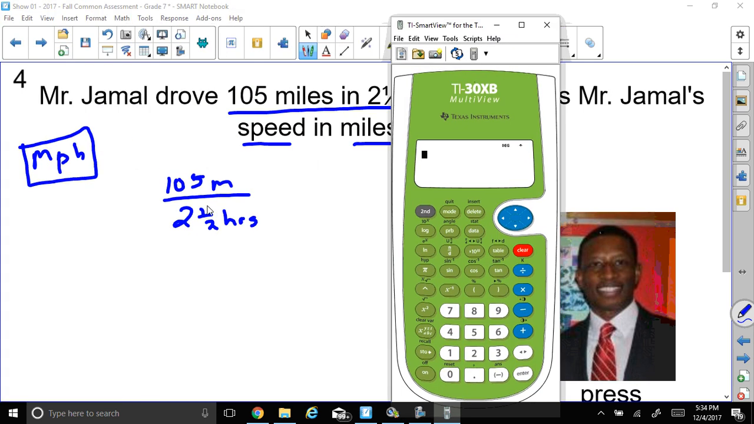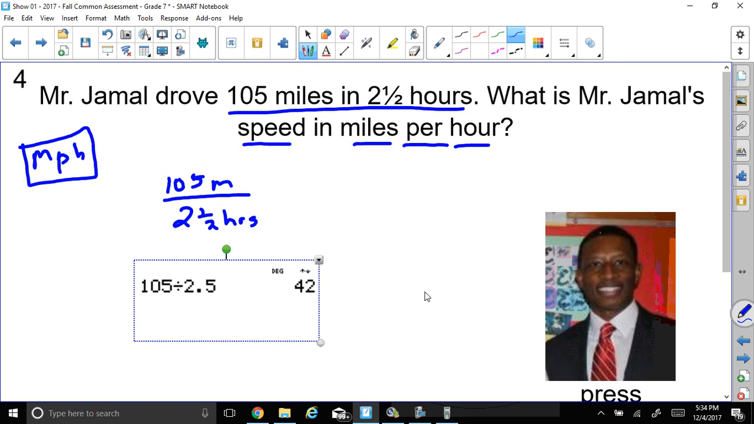Now again, if you don't like using this 1/2, half is another way of saying 0.5. You could use that, or you can type in your fraction. I'm just going to use 0.5. So 105 divided by 2.5. Where am I getting 2.5? Instead of using a half, I'm using 0.5. And that gives me 42. So Mr. Jamal is going 42 miles per hour.